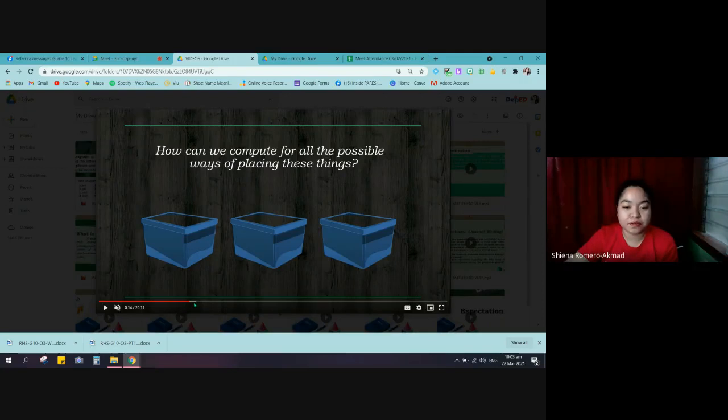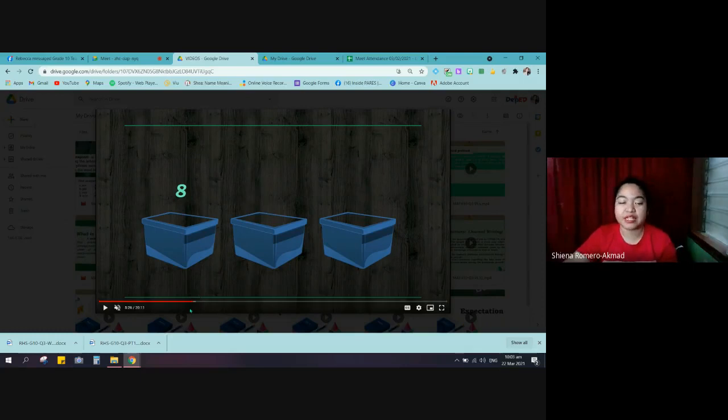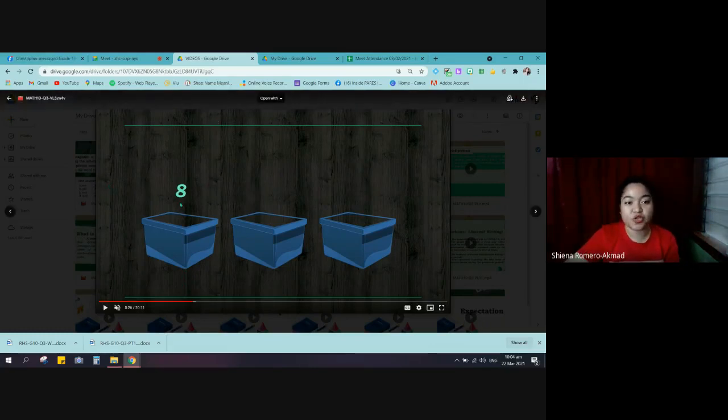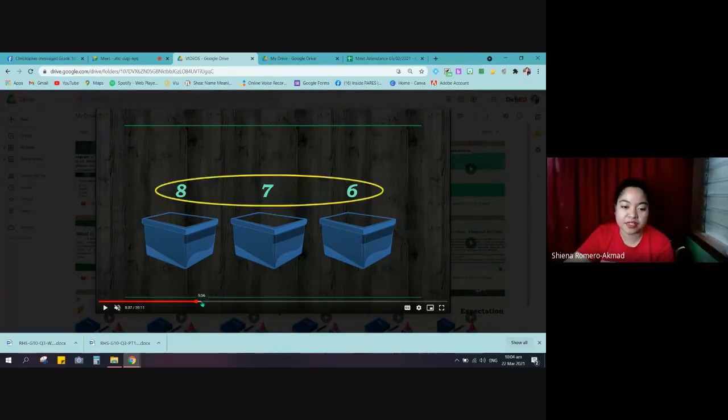So, for us to do that, syempre, katulad ng ginawa natin kanina, we will identify kung ilang items ba yung pagpipilian natin for each box. Since we have 8 items, sa unang box, we have 8 choices. Kapag pumili ka dyan ng isa, of course, sa pangalawang box, 7 choices na lang meron ka. And then sa pangatlong box, 6 choices na lang. Then we get the product of that. The product of that is, of course, the answer.